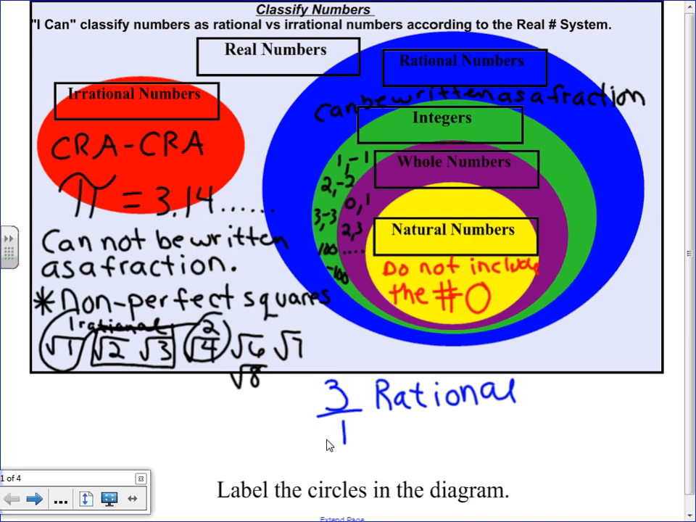Is it an integer? Is it a counting number and its opposite? Yes, it falls into the -3 category. Therefore, it would be an integer. Is it a whole number? Yes, I can count 1, 2, 3, and it includes the number 0. So it would be whole, and of course, then it would also be natural. Remember, the only difference between whole numbers and natural numbers is that whole numbers include the number 0, natural numbers do not.